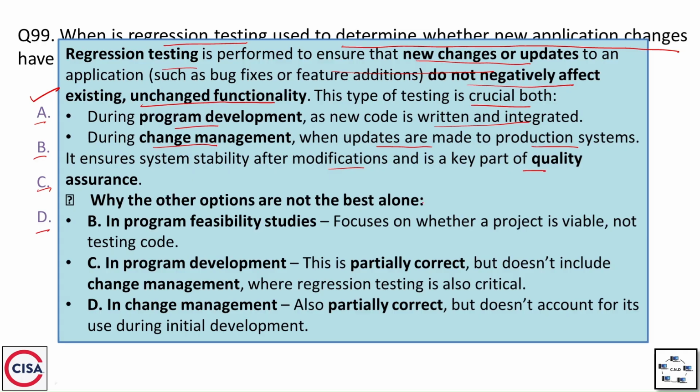Why the other options are not best alone? Option B, in program feasibility studies focuses on whether a project is viable, not testing code. Option C, in program development, this is partially correct but does not include change management where regression testing is also critical. And option D, in change management, also partially correct but does not account for its use during initial development.